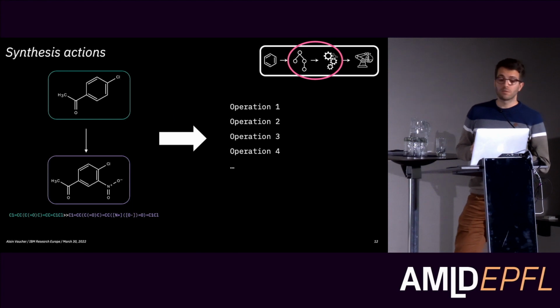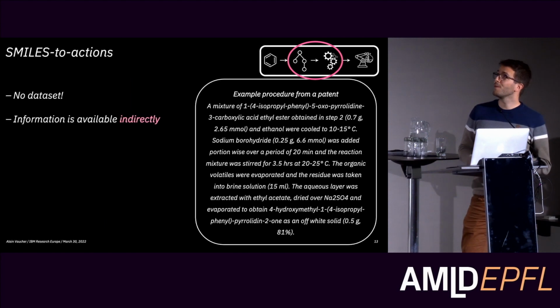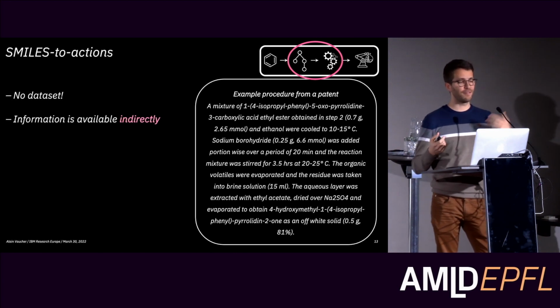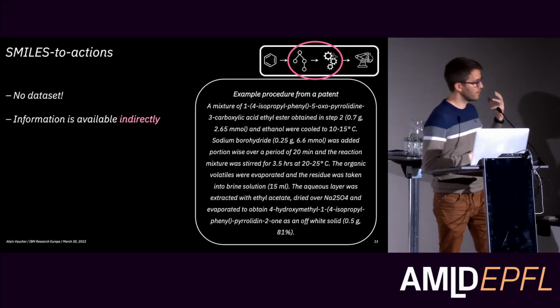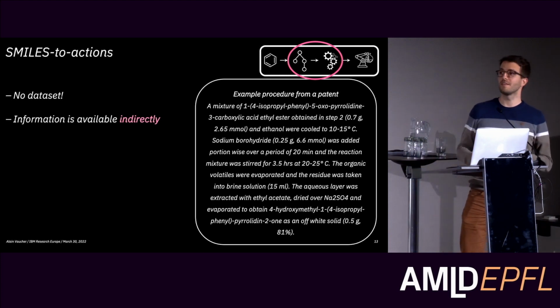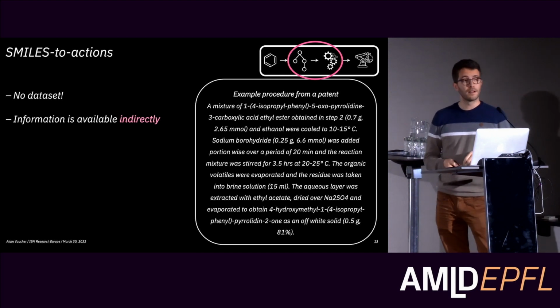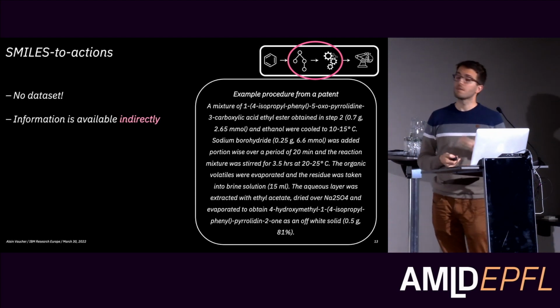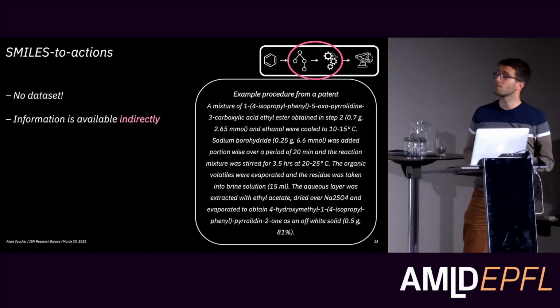So in other words, we want to start from a chemical equation given, for instance, in the form of a reaction SMILES, and then get as an output the operations. And the first problem to do that is that there is no data set where we have in a structured format the reaction equations and the operations or actions. This information is available, but only indirectly. It is available quite often in text form, in unstructured text.